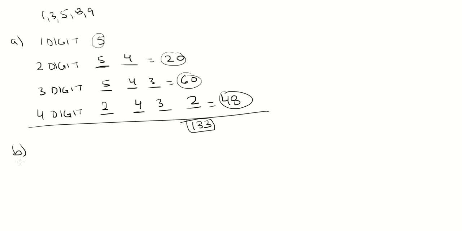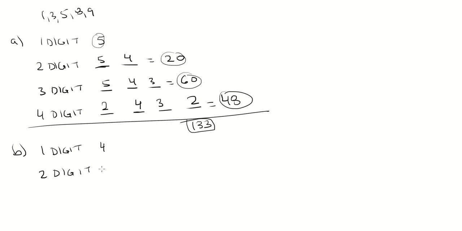Now in part B, how many of them are odd? So again, let's break it down by number of digits. So for one digit, there's 5 total. There's 1, 3, 5, and 9. Only 1, 3, 5, and 9 are odd. So that's going to be 4 out of the 5.